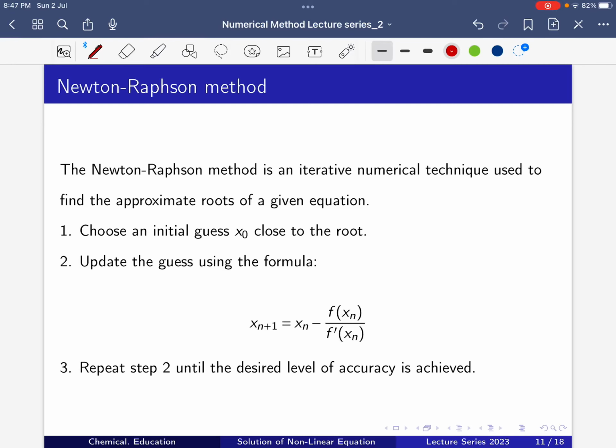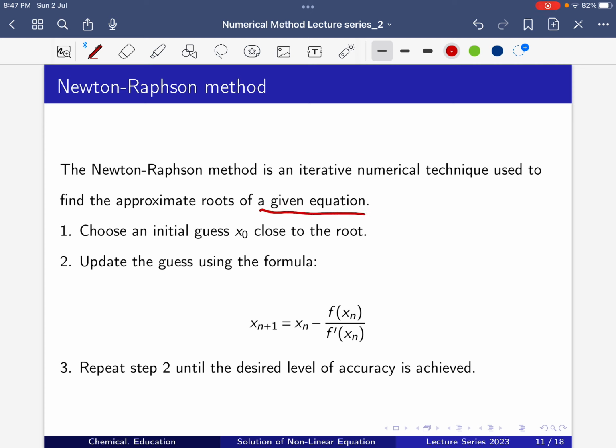Today I'll discuss the most popular method to solve nonlinear equations. That method is called the Newton-Raphson method. The Newton-Raphson method is an iterative numerical technique used to find an approximate root of a given equation. Now here is the algorithm.